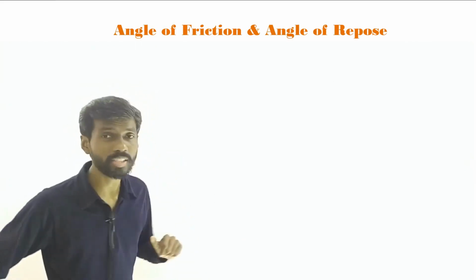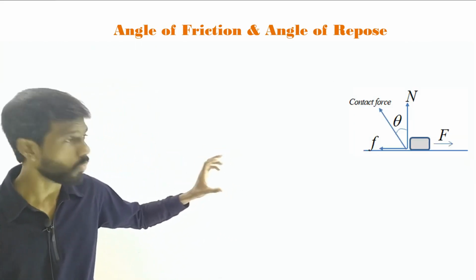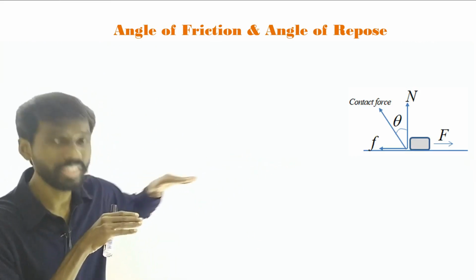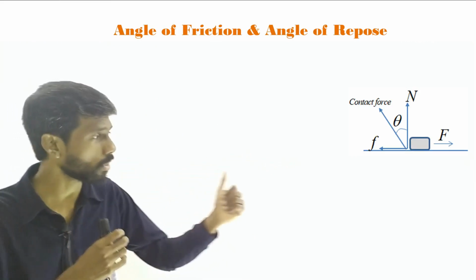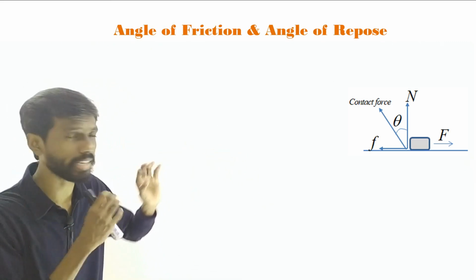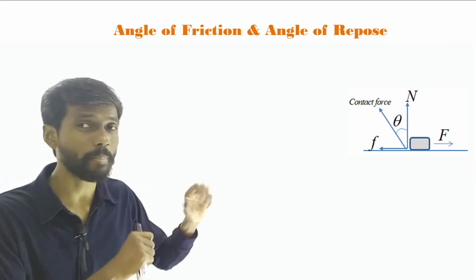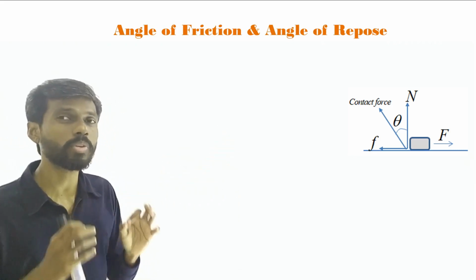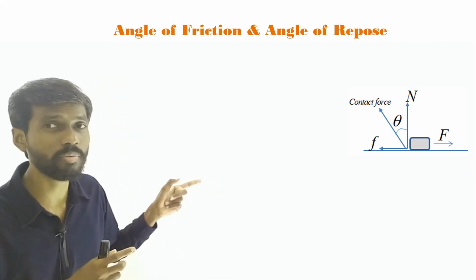The angle of friction is simply this: there is an object which is about to move. A force is applied on the object in this direction. That means the object will try to move in this direction, but the friction is trying to prevent that. So the maximum friction is reached. That means the friction acting on the object is a limiting friction. So that is the maximum friction. Now, there is a normal force. Normal force is a contact force and so is the frictional force.